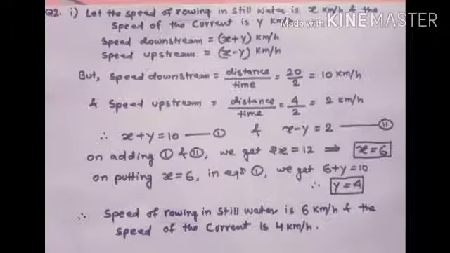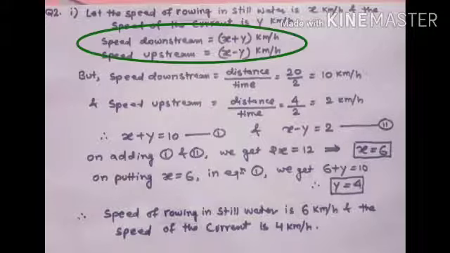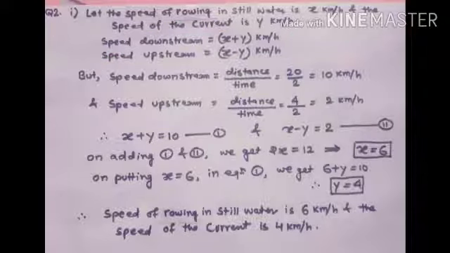Let us consider the speed of rowing in still water as x km per hour and the speed of current is y km per hour. So the speed downstream will be x plus y km/h. Why is it so? Because during downstream, both x and y will be summed up as the speed of current favors the speed of rowing. So we have a speed downstream as x plus y km/h.